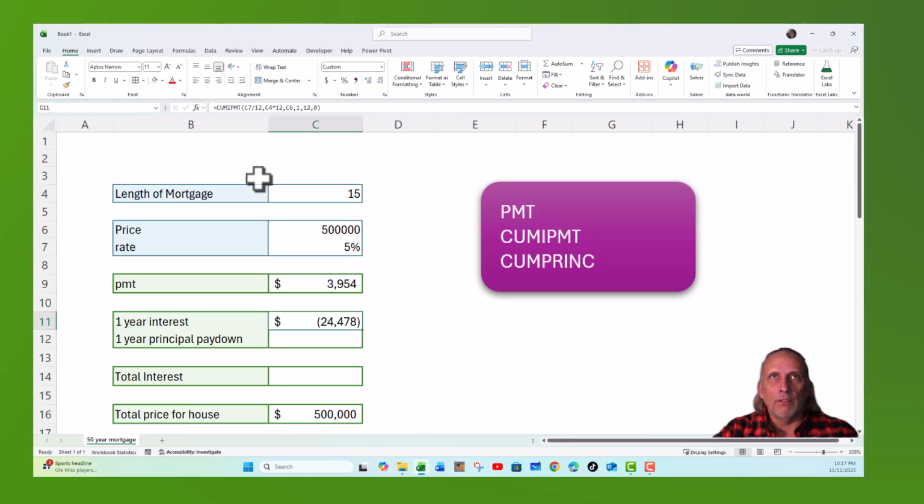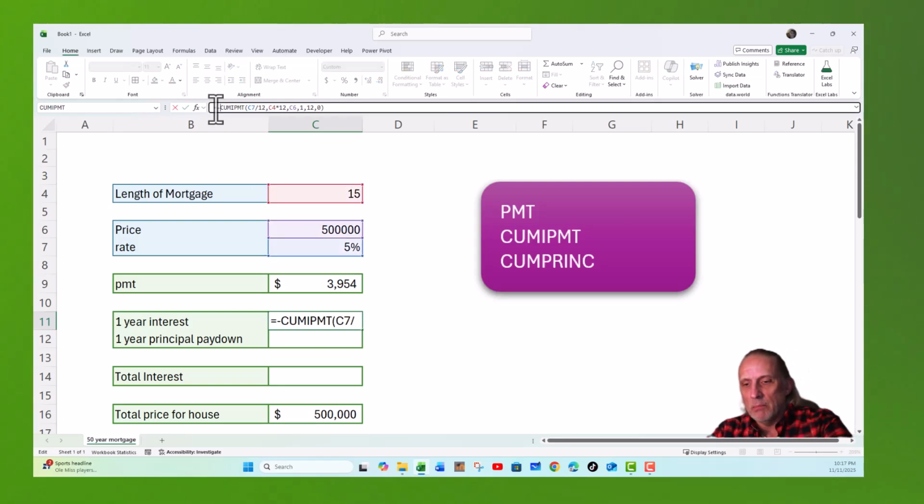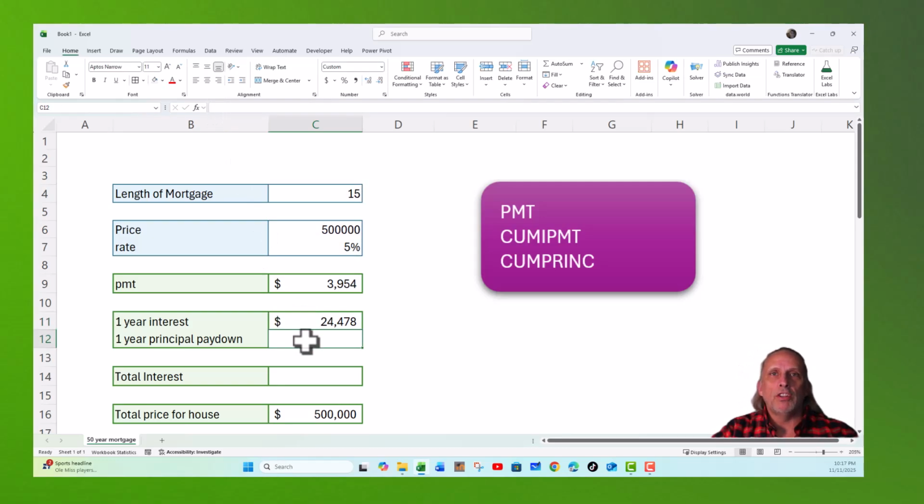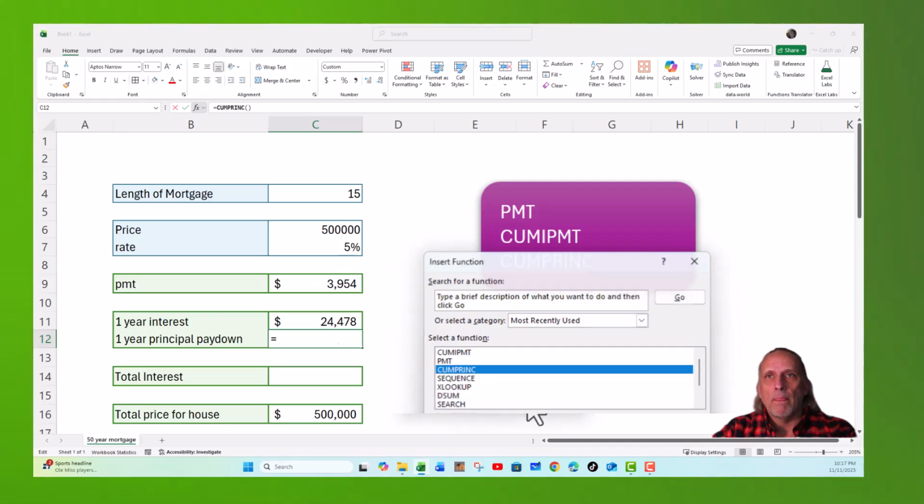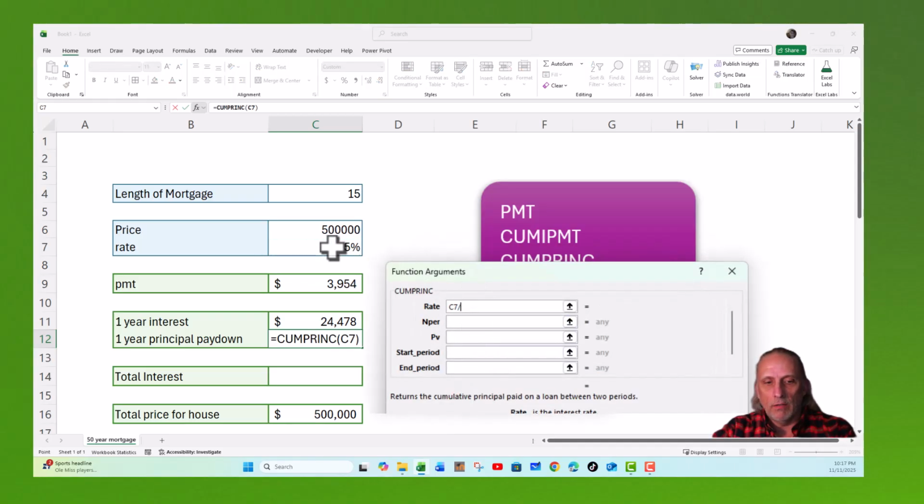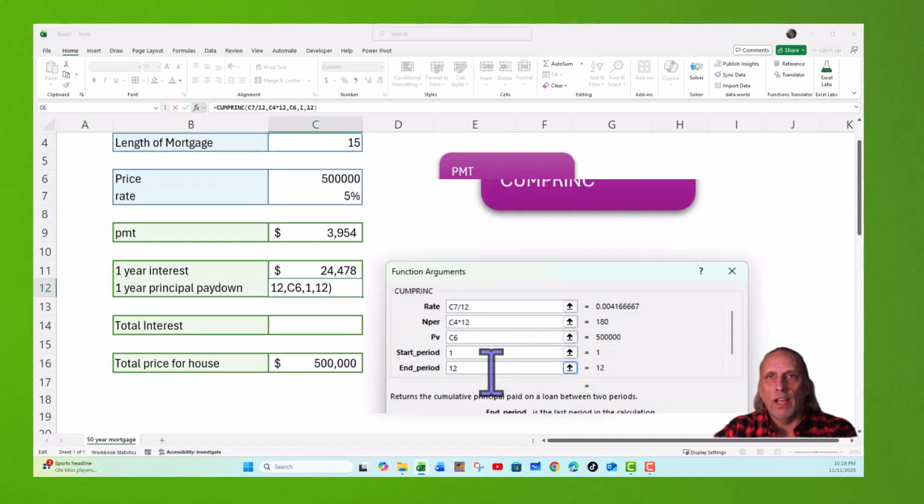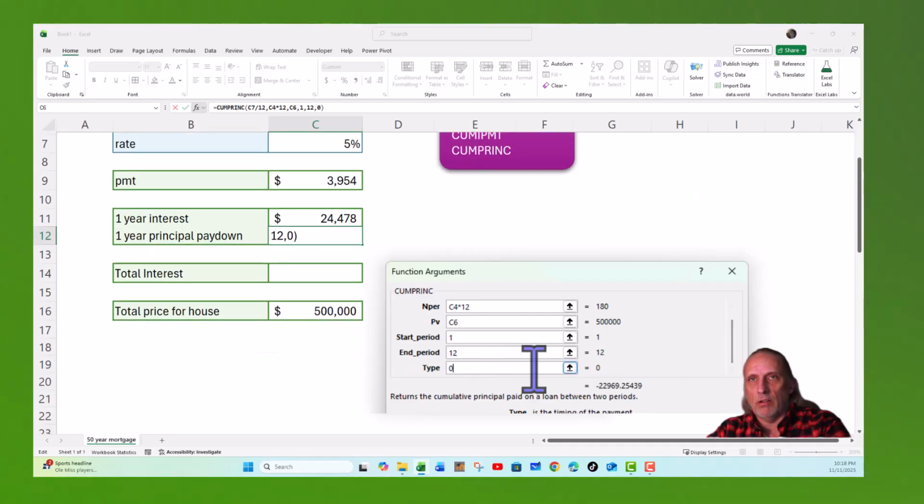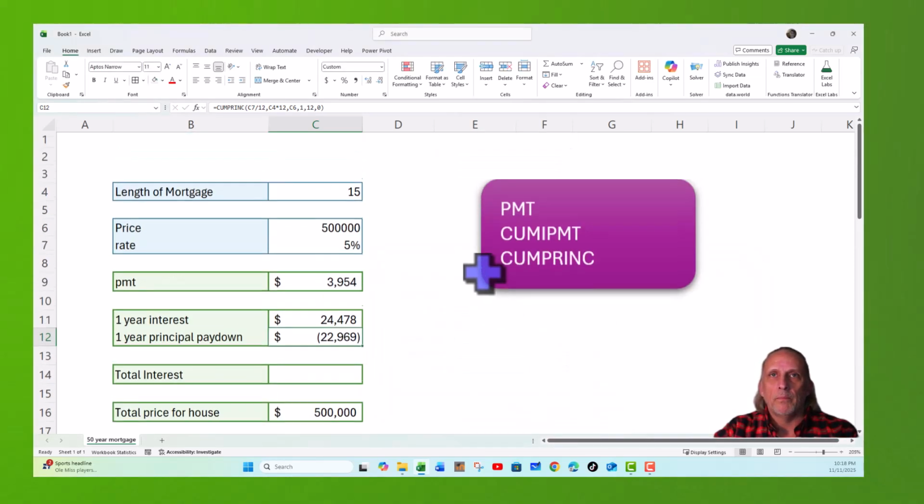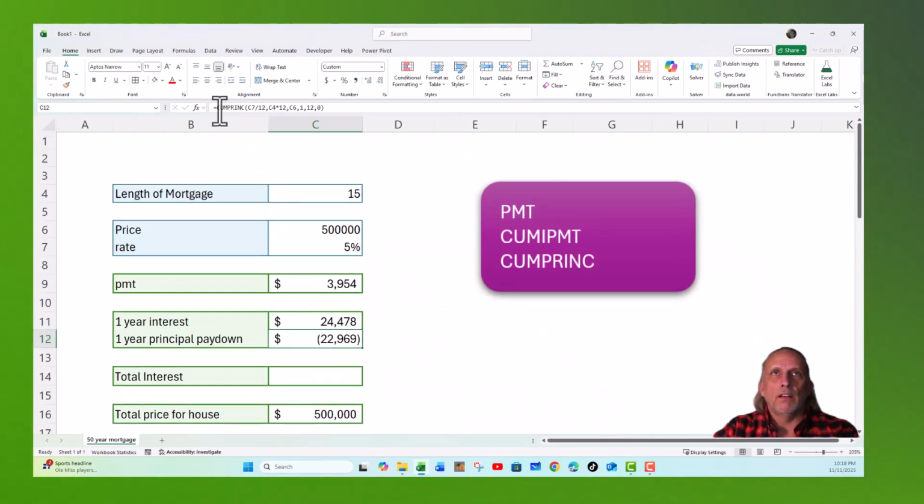Again, that came as the negative, so we'll go ahead and put the minus sign there to make it look good. And then the 1 year principal pay down. So we'll do the CUMPRINC function. Same thing, rate divided by 12, number of periods times 12, present value. Starting period is 1, ending period is 12, and the type is 0. Click OK. Make that the positive.